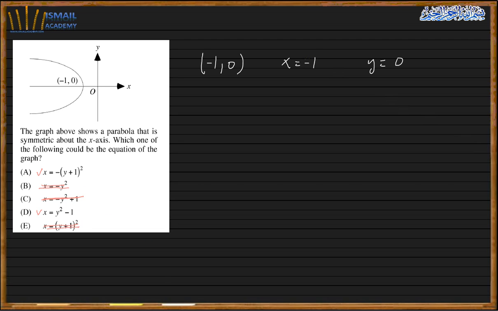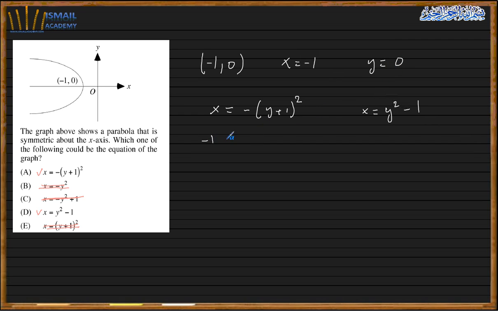So here I have two choices. I need to choose which one is the right choice. So I have x equals minus y plus 1, and I have x equals y squared minus 1. In order to find the right answer, I need to substitute my x here and solve for y and see which one gives me the answer 0 only.